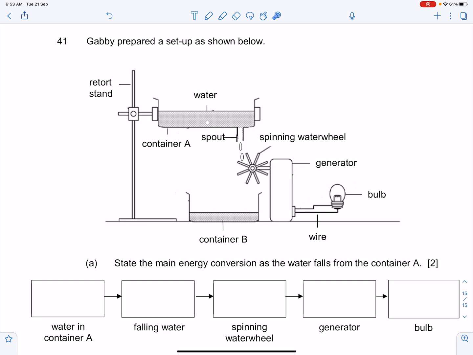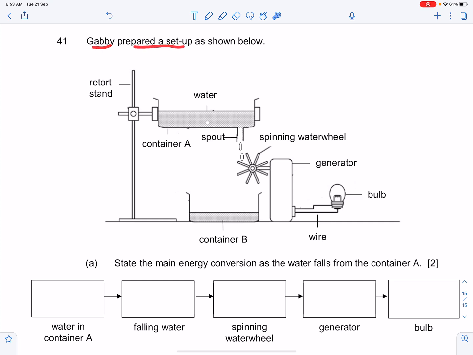This kind of question, anything with a verb in it, turning, moving, spinning, twirling, action words probably 99.999% is going to be kinetic energy. So with that, I already know that my falling water and my spinning water wheel are going to be kinetic energy even without reading the question at all. So let's jump right into it.